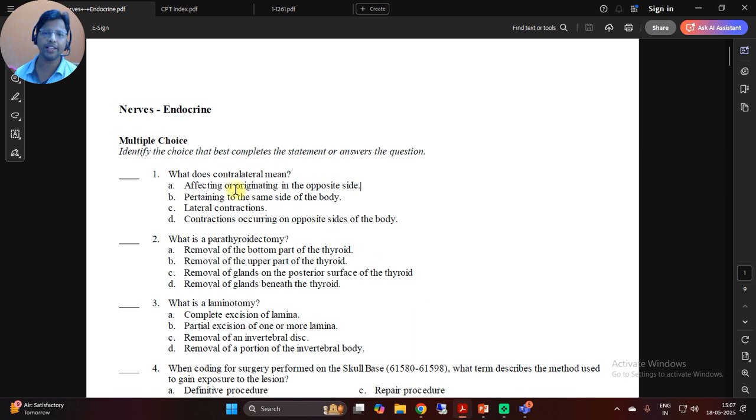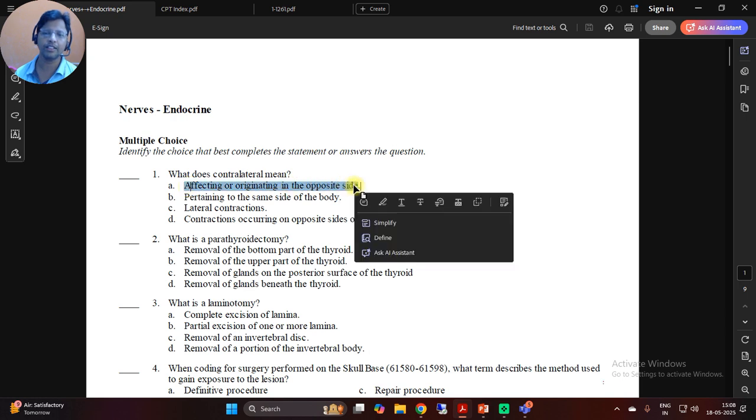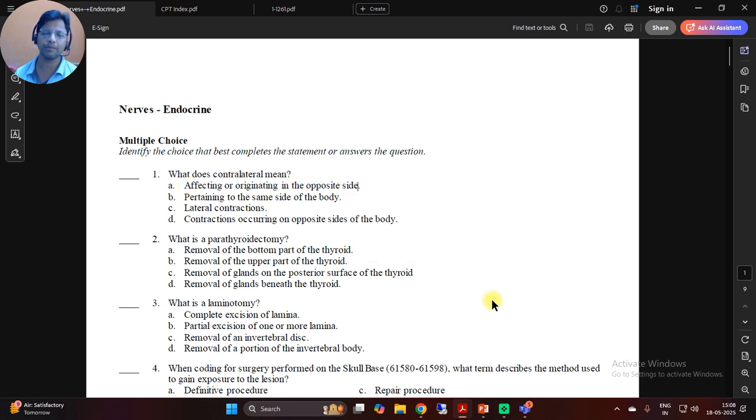For example, you may see a question like, what does ipsilateral mean? What is the correct answer then? Yes, B. Ipsilateral means same side. Contralateral means opposite side. Just try to remember that. Most of the time you will see this concept in thyroid surgeries as well as interventional radiology CPT procedures. So using this question, you got two questions and answers. First, contralateral means opposite side. Ipsilateral means same side of the body.